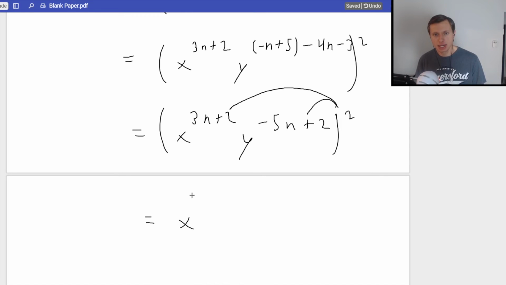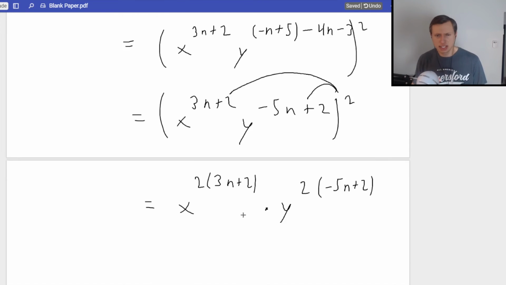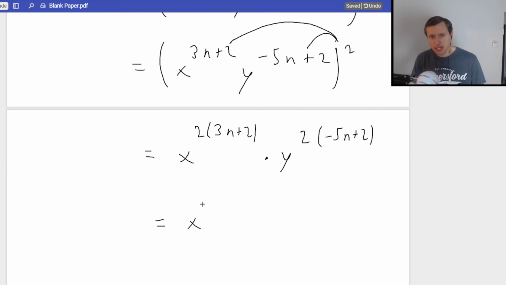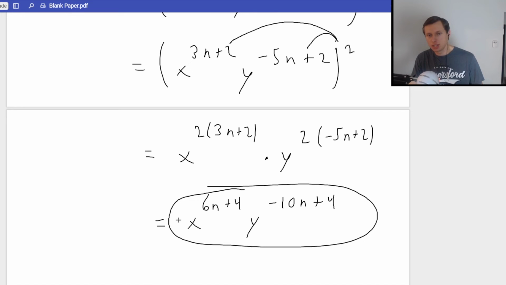So it's going to be x raised to the 2 times 3n plus 2, times y raised to the 2 times negative 5n plus 2 power. And yeah, let's just simplify this real quick. It's going to be x to the 6n plus 4, just distribute the 2, times y to the negative 10n plus 4. This is our final answer.